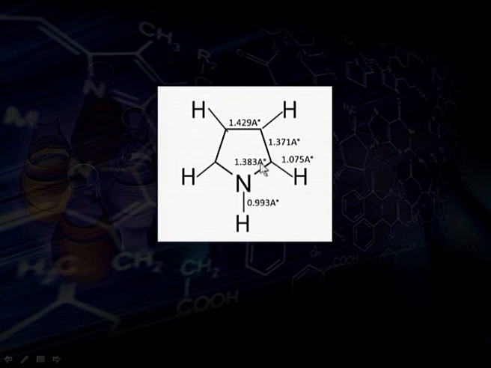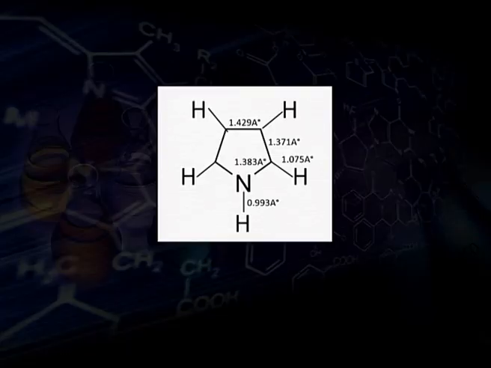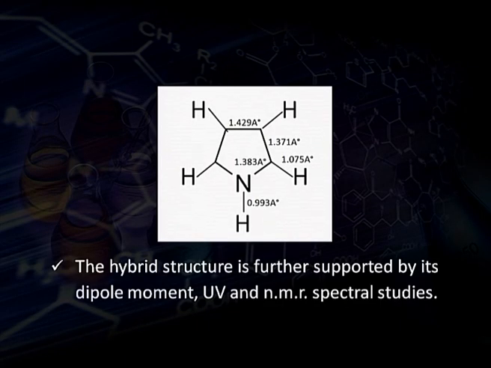So, we can say that all these bonds have partial double bond character, which is confirmed on the basis of its resonance structures, because in its various resonance structures all the bonds are slightly double bond. This hybrid structure of pyrrole is further supported by its dipole moment, its ultraviolet and NMR spectral studies. Now, we will see some methods of synthesis of pyrrole.